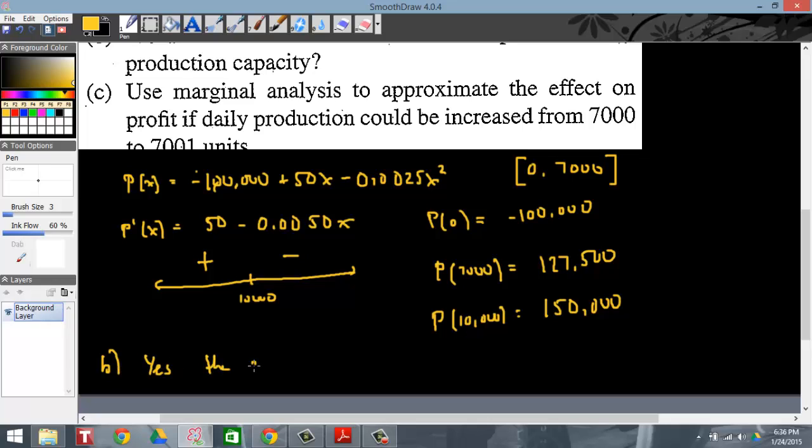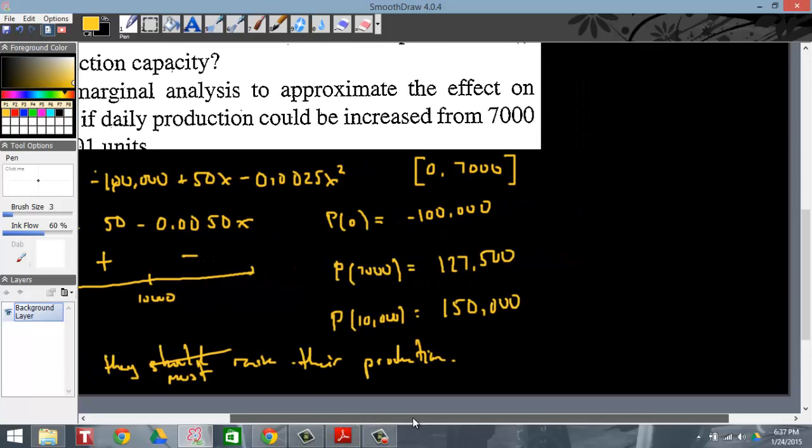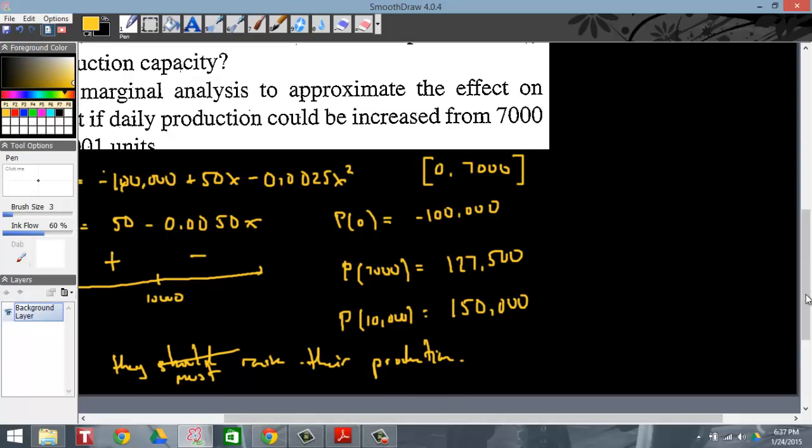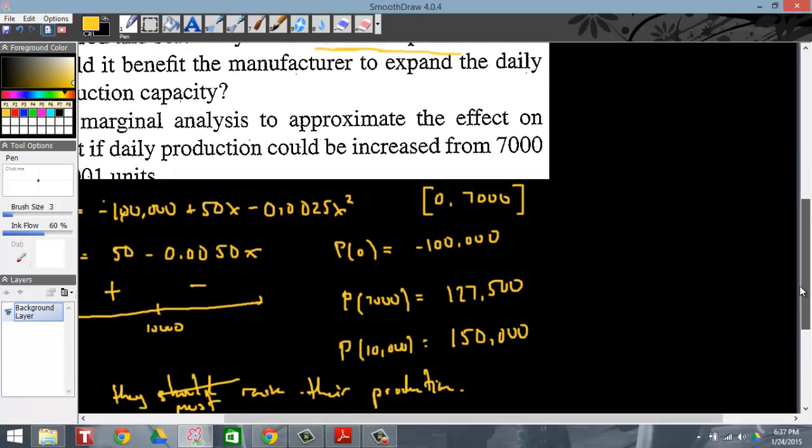They should raise their production. Actually, not even should. They must. They must raise their production. It is necessary.